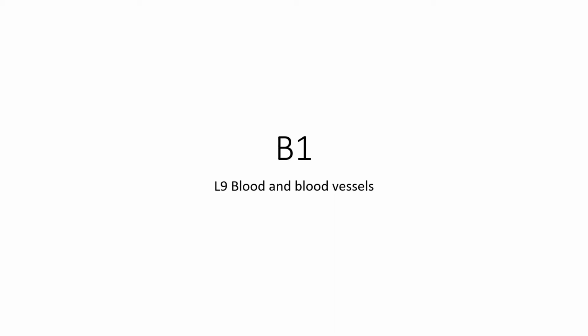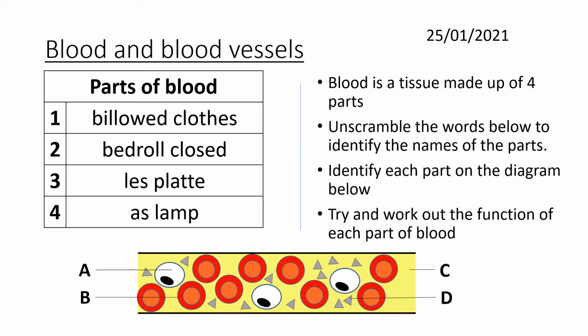This is a GCSE biology presentation looking at blood and blood vessels. To get started, blood is made up of four main parts. What you have to do is unscramble the letters to identify the four parts, and then in the diagram at the bottom of the screen, you've got to identify A, B, C, and D as the name of each part of blood. Pause the presentation.